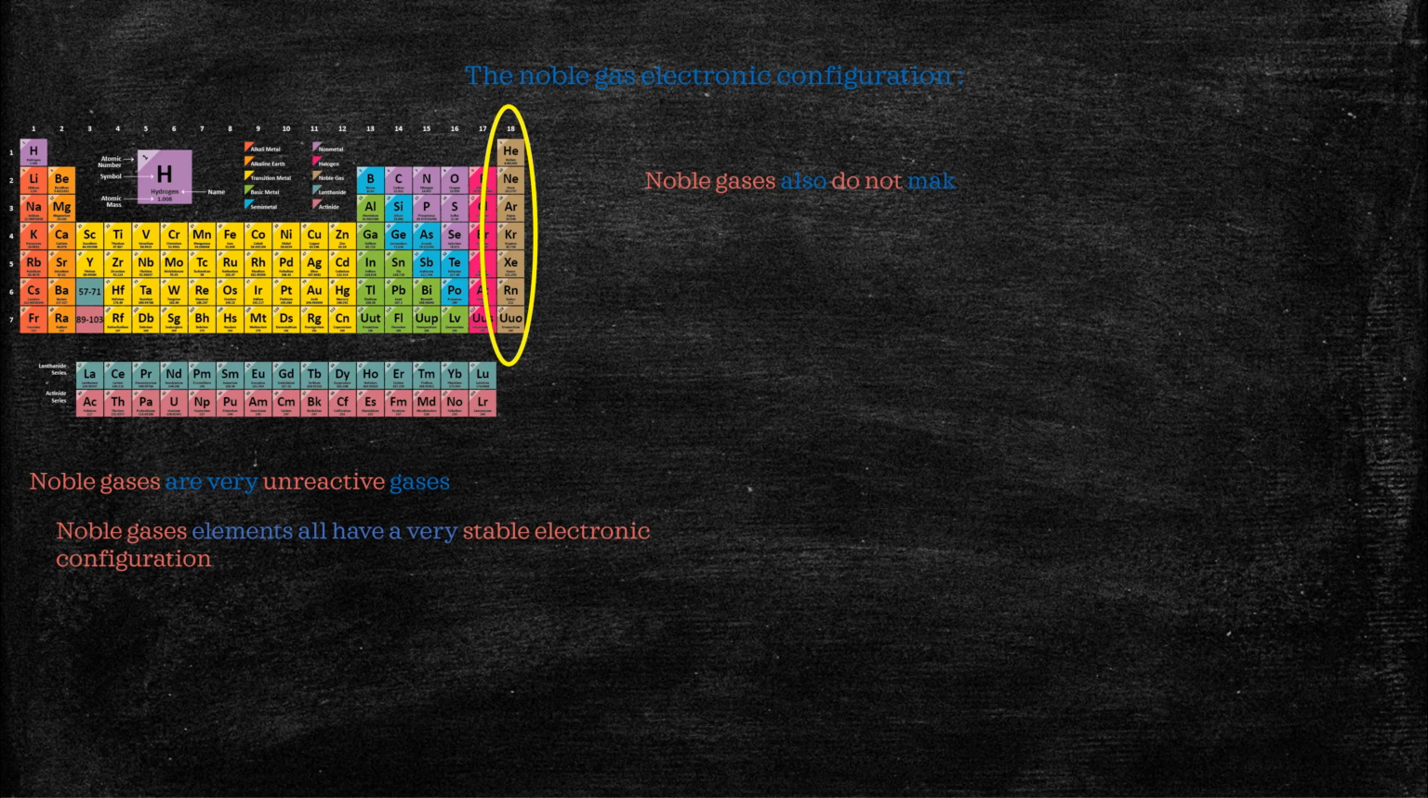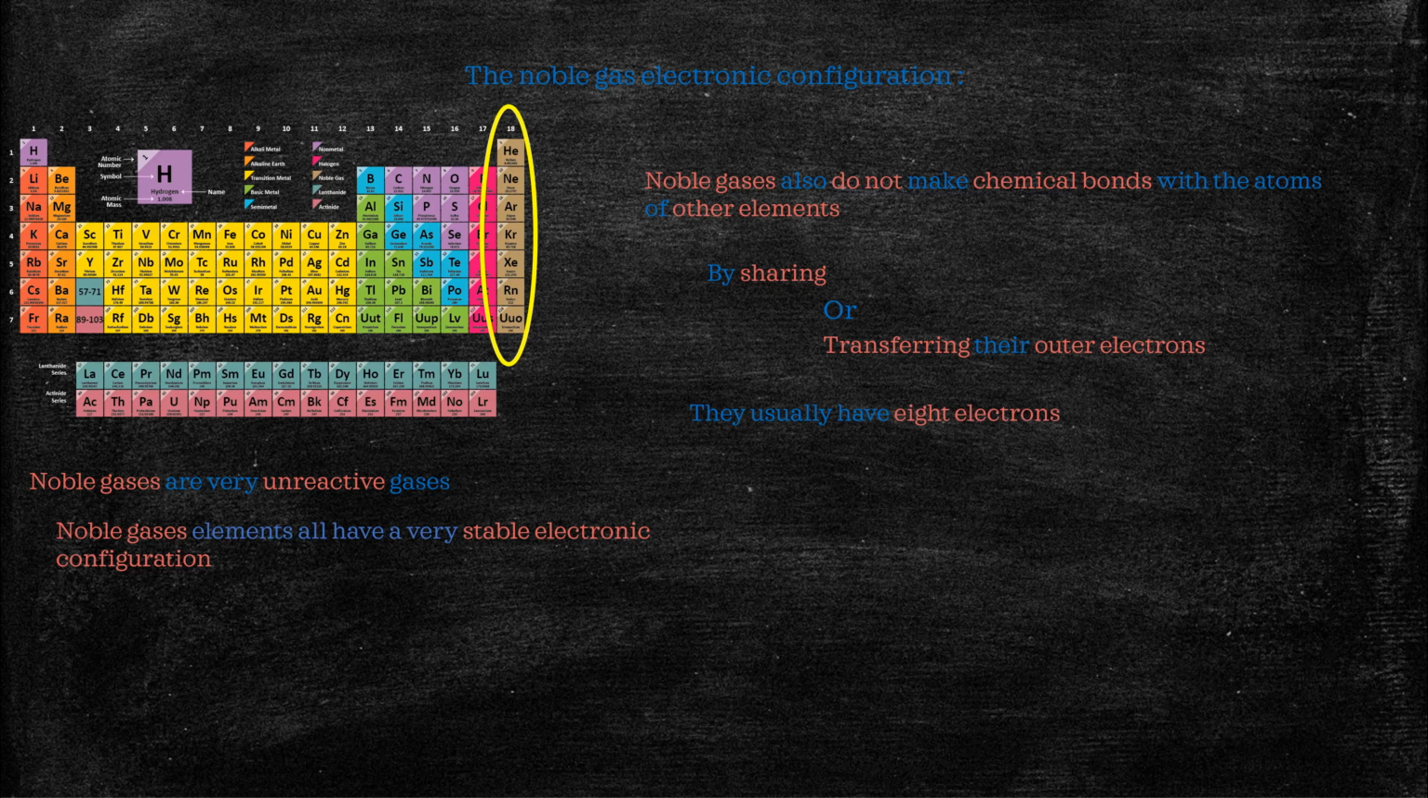Noble gases also do not make chemical bonds with the atoms of other elements, either by sharing or transferring their outer electrons. They all have a full outer shell of electrons. This means that they usually have 8 electrons in their last shell. Just know that when atoms of elements other than the noble gases combine to make molecules, they often try to achieve the same stable arrangement of electrons as the noble gases. And we will discuss that more deeply and thoroughly in further videos.